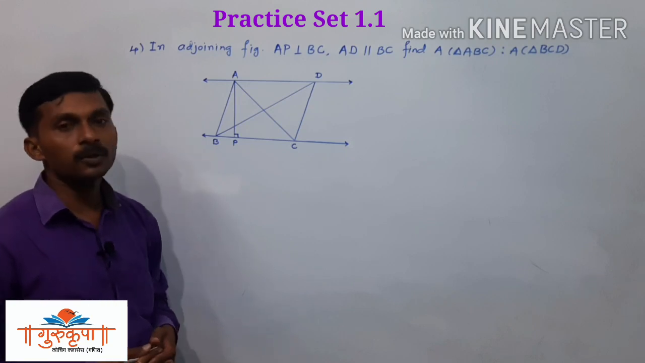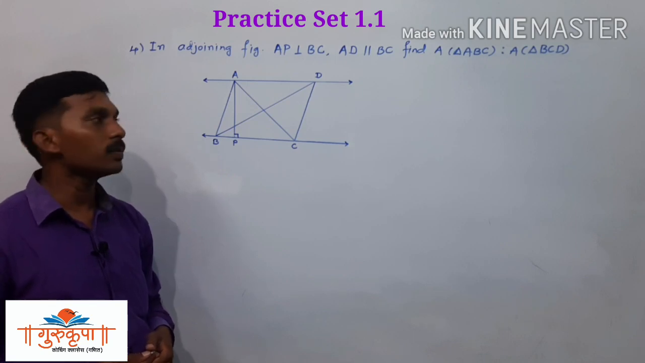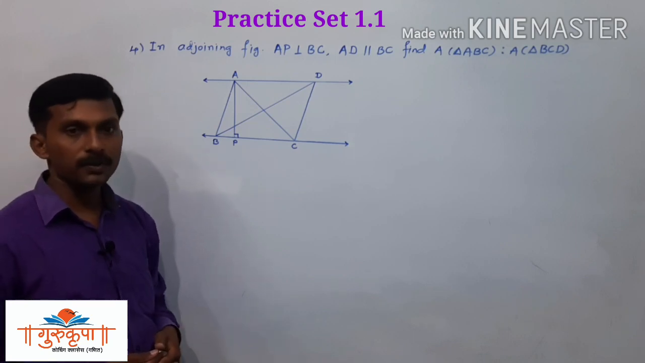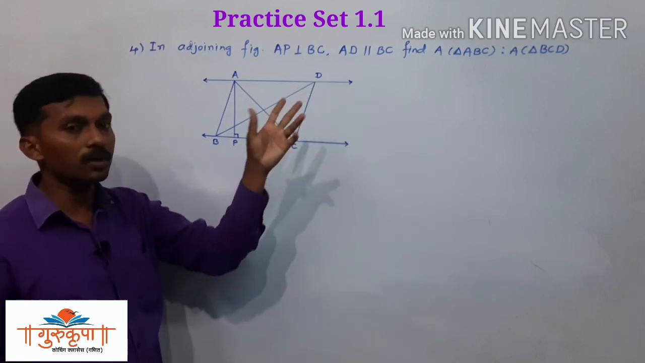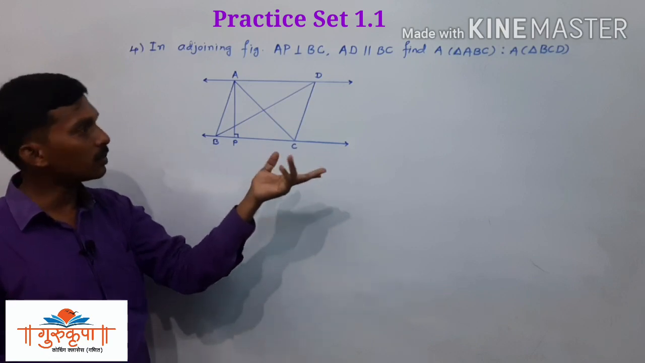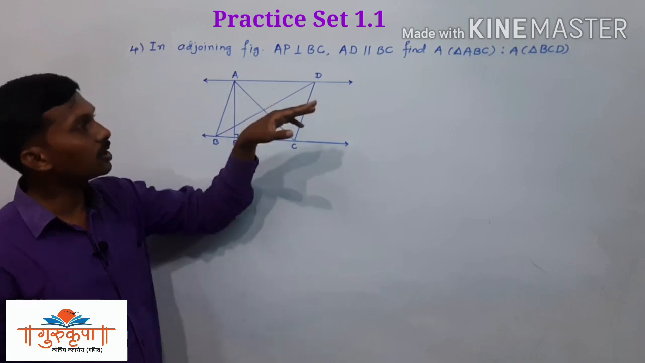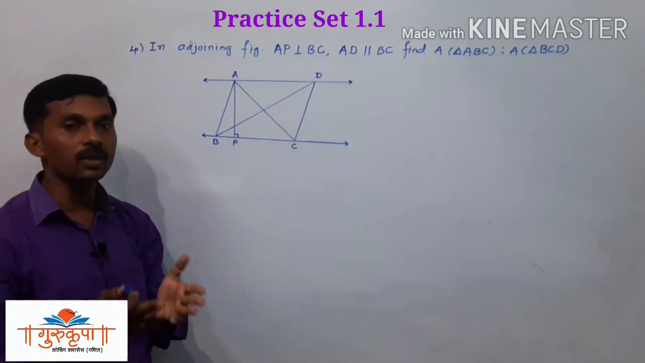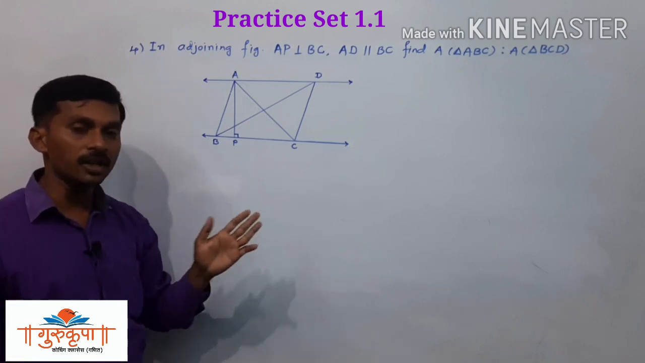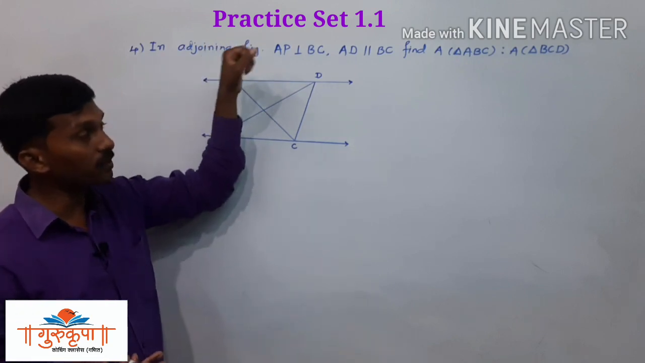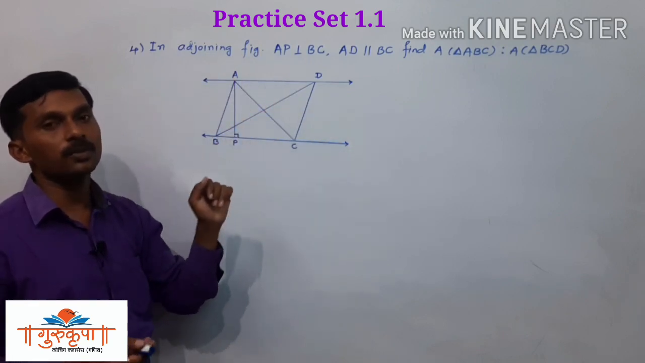Now we have four properties related to the ratio of the areas of two triangles. So we have to think about which property we can use, whether both the triangles have a common base, or whether both the triangles have common heights, or whether both the triangles have equal bases and equal heights, or both the triangles have different heights and different bases. That we have to determine first, and then according to that we have to use the property.